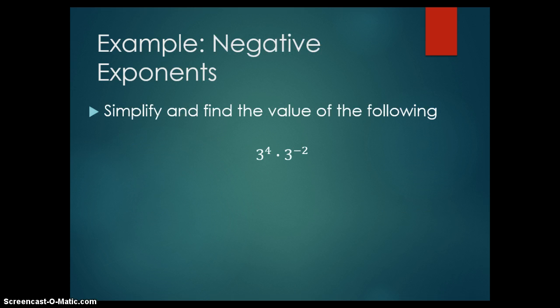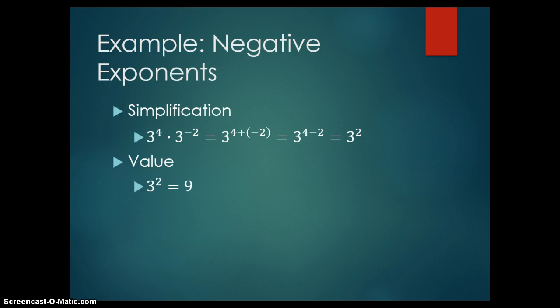We have an example with negative exponents, and we also want to simplify and find the value of 3 to the 4th times 3 to the negative 2. And here we keep the base of 3, we add the exponents. 4 plus negative 2 is the same thing as 4 minus 2, which equals 2. So our base is 3 and our exponent is 2. So we have 3 squared, which is equal to 9.